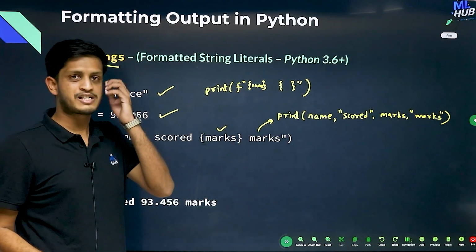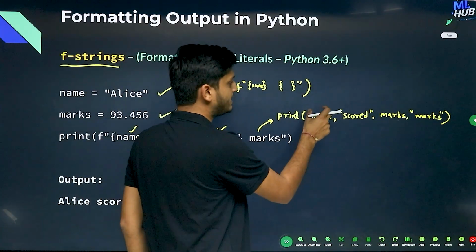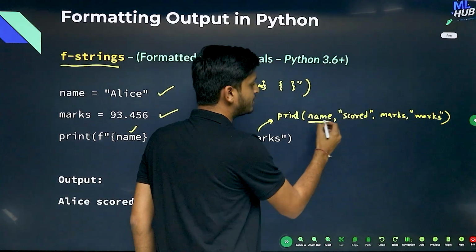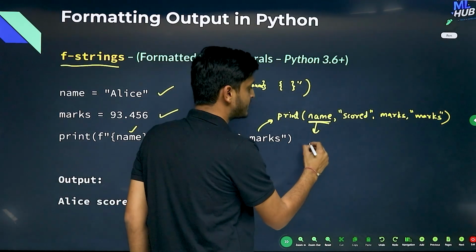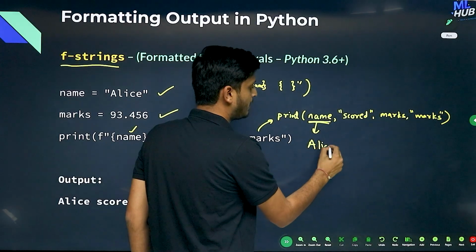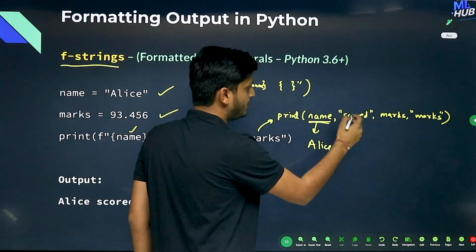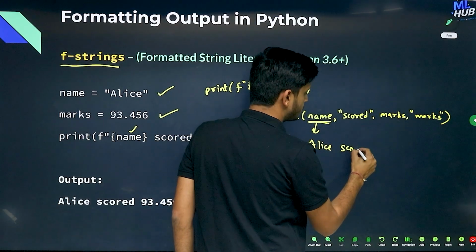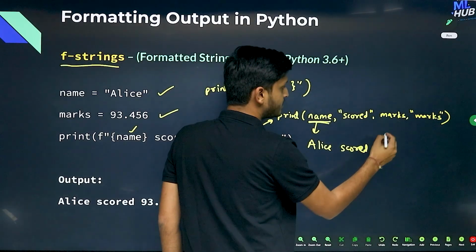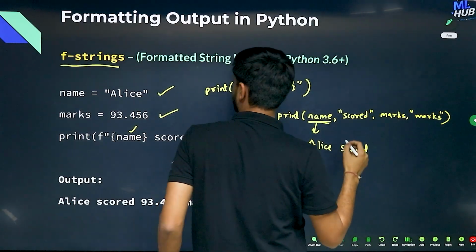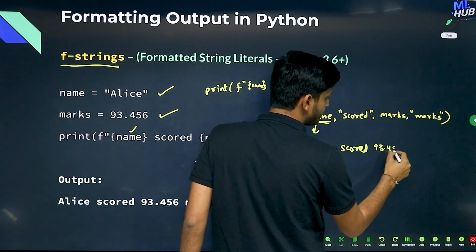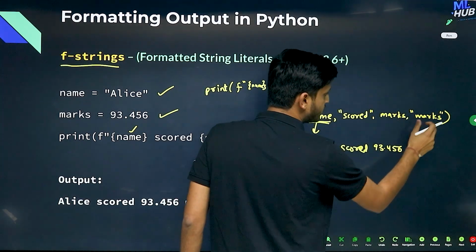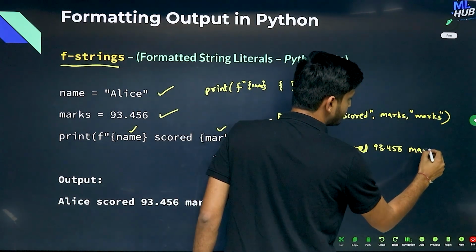So this will also give you the same output, because if you have not added the string, it will try to print the value of this variable, which is Alice. Then by default it will add a space, then it will print the string scored, then it will add a space, then it will print the value of marks. What is the value of marks? 93.456. Then it will print the string marks with a space.